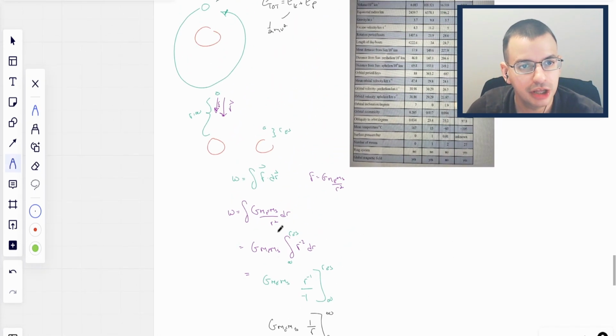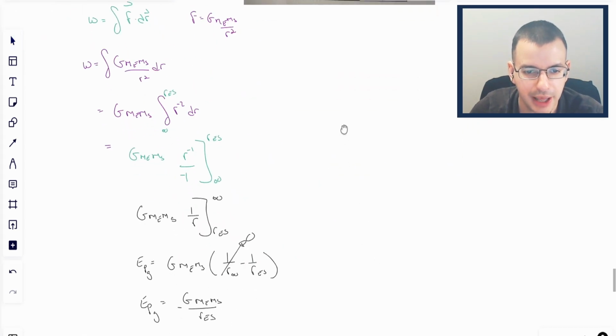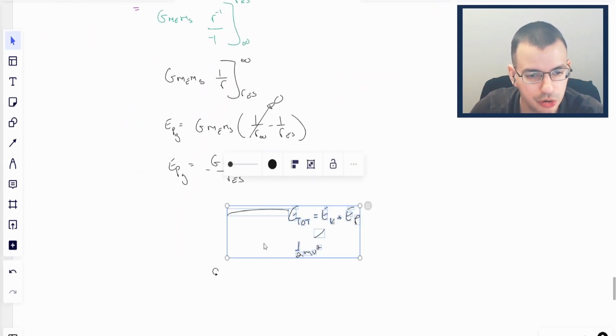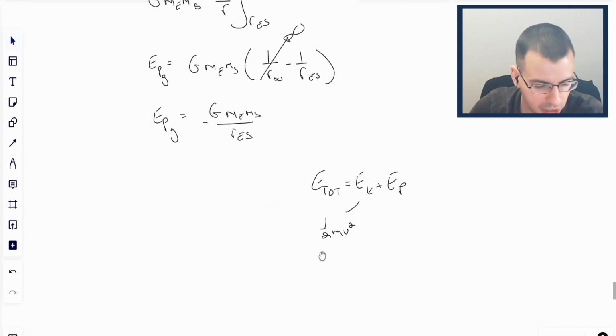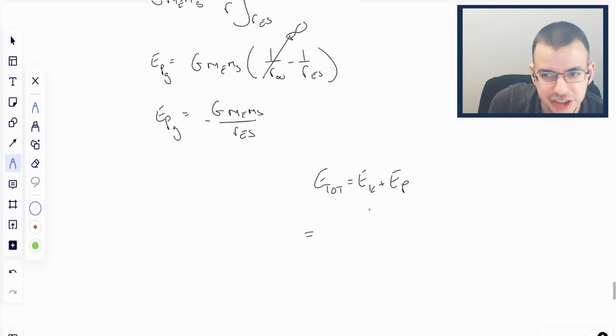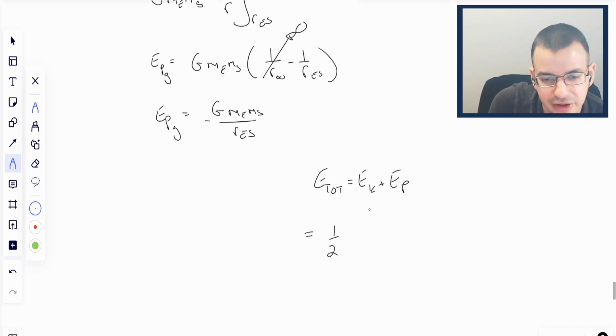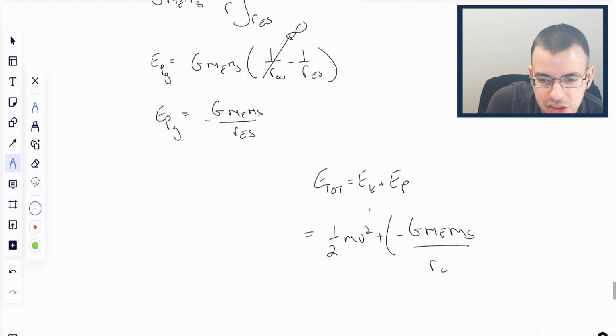And so we can look at the total energy right up here. I'm just going to copy and paste this. Can I do that? I think I can. So the total energy of the Earth in the Earth-Sun system with the Earth moving is going to be 1/2 mv squared plus, I'm going to say this is a negative G mass Earth mass Sun over radius Earth Sun.